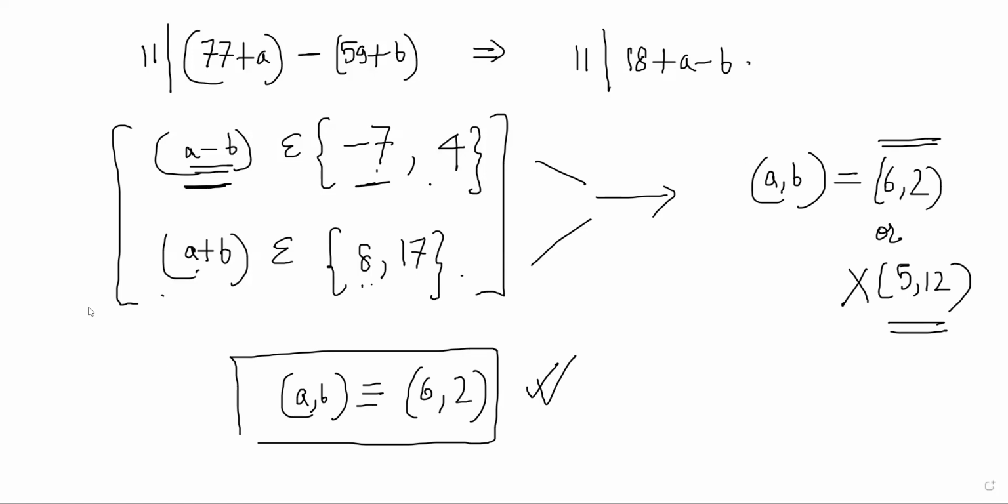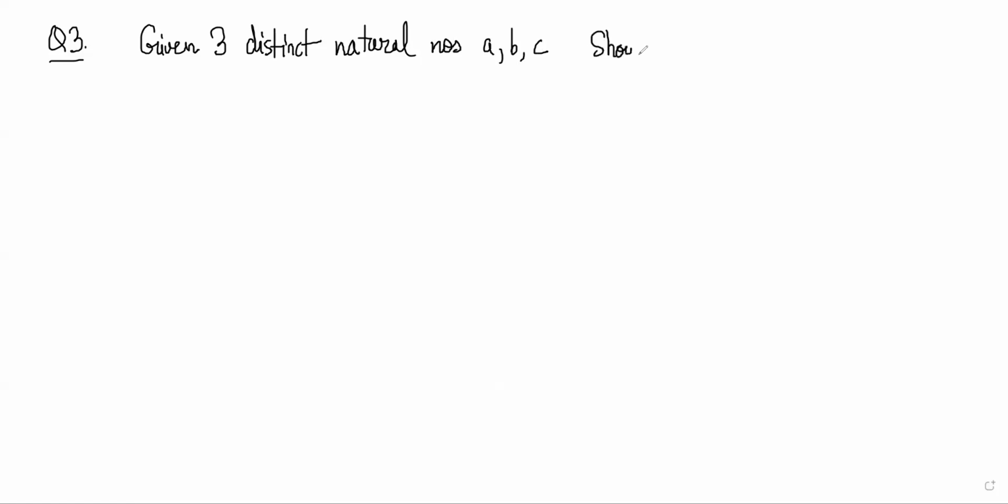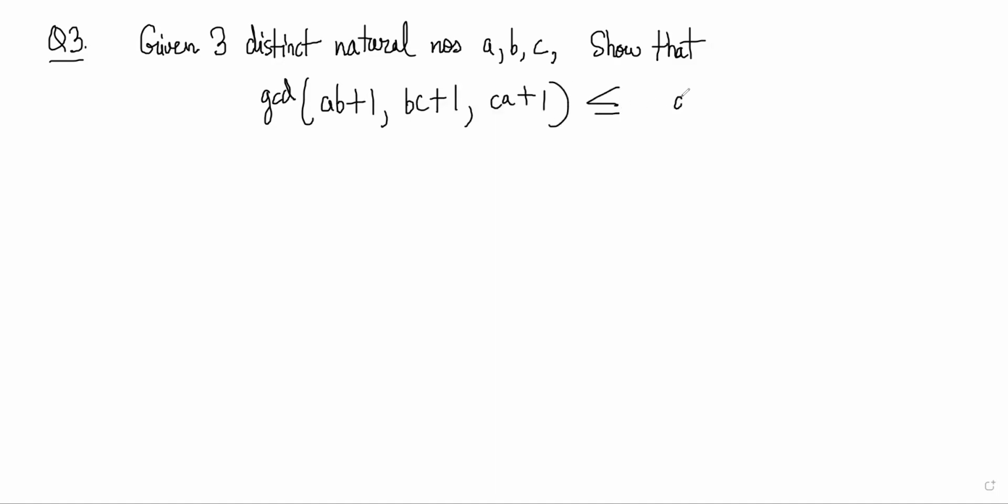Let's move to the next one. This is the third one. Given three distinct natural numbers A, B, C, show that GCD of AB plus 1, BC plus 1, and CA plus 1 is less than or equal to (A plus B plus C) by 3. So that is the problem.